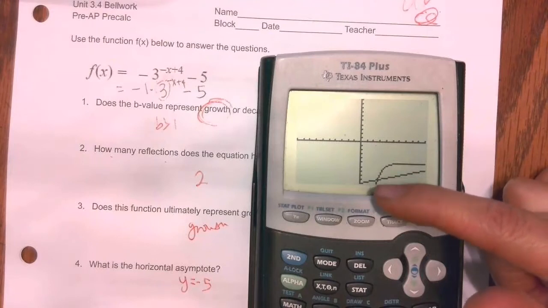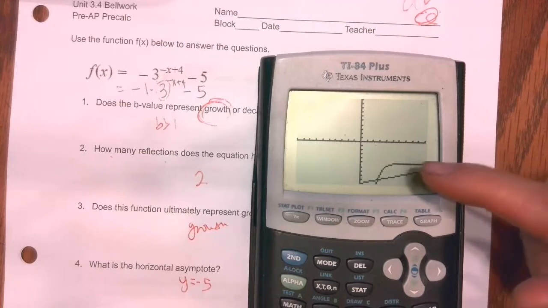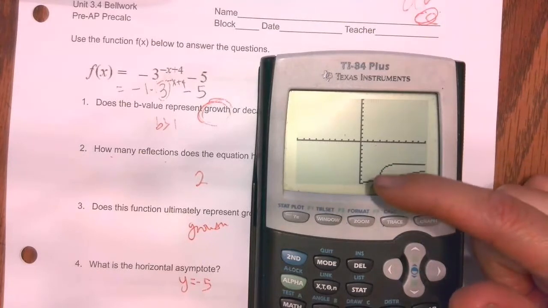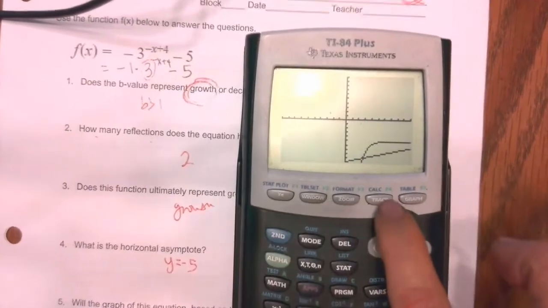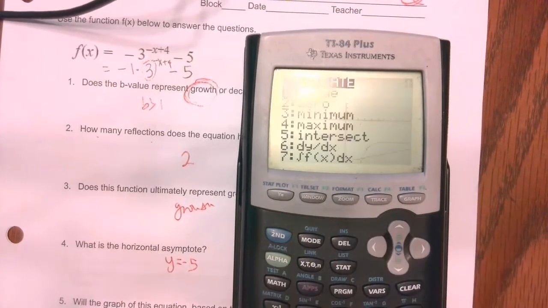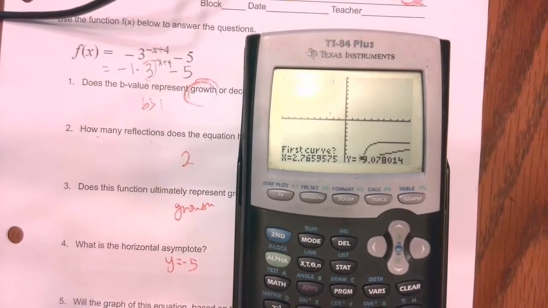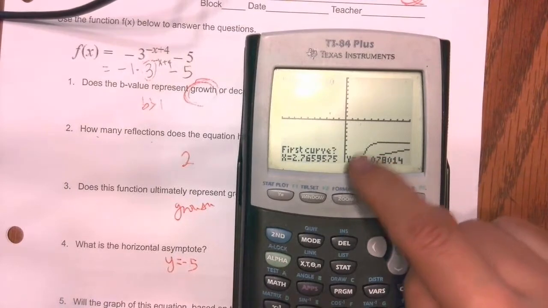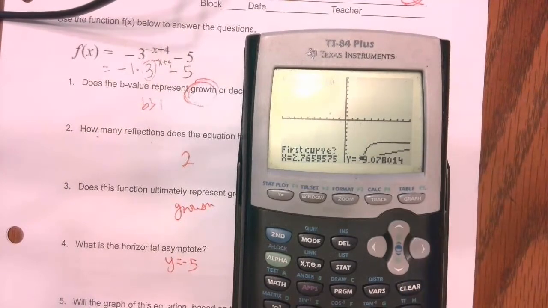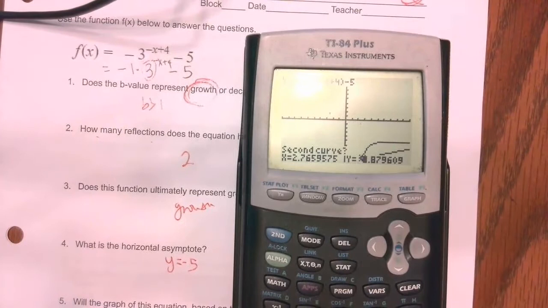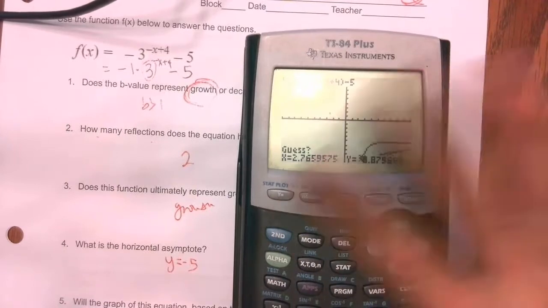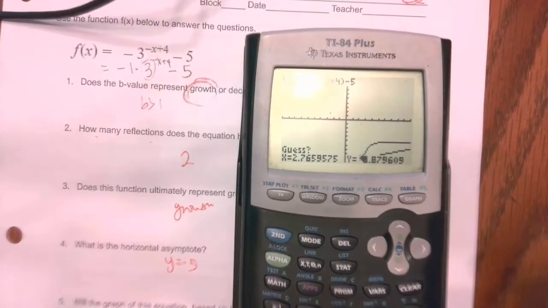I'm going to find where they intersect right there. Can you also guess that there's going to be another point over here that's going to intersect? In fact, it's going to have 2 points, but let's focus on this one first. How do you find where they intersect? Go to second, calc, second trace. Number 5, intersect. First curve, it's already on one of the curves. Hit enter. Second curve, hit enter. Guess. For this problem, you don't actually move anything, just hit enter, enter, enter. It's going to find the answer.